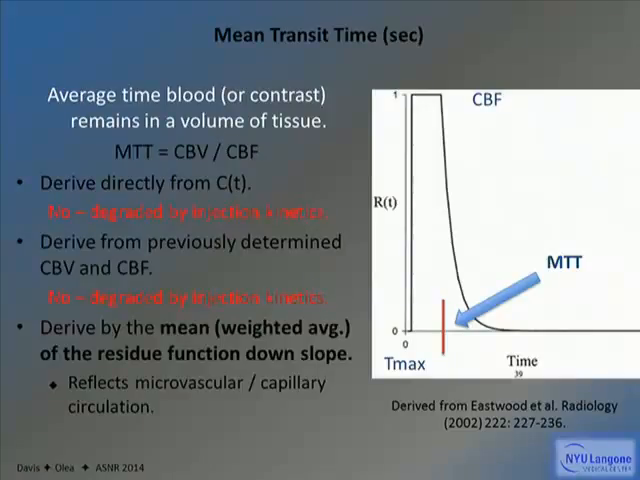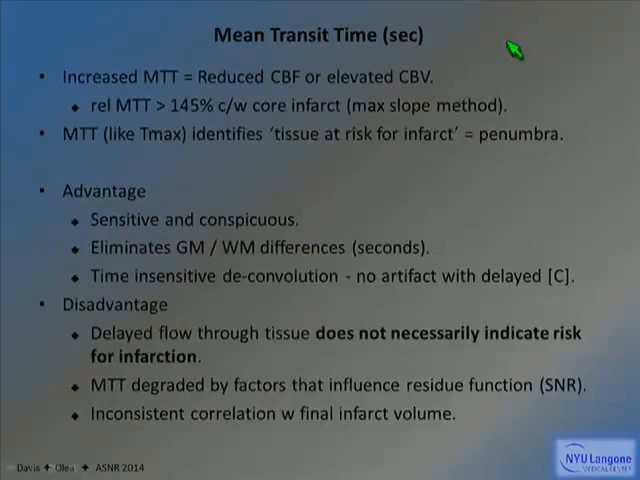So what we do is we use the residue function, and we take the mean weighted average of the downslope of that curve, and that gives us the average amount of time that the contrast remains in the tissue before it's washed out. So increased mean transit time reflects reduced cerebral blood flow. A relative mean transit time of greater than 145 percent of the contralateral hemisphere has been interpreted as core infarct. And an increased mean transit time identifies tissue at risk for infarct, or penumbra.